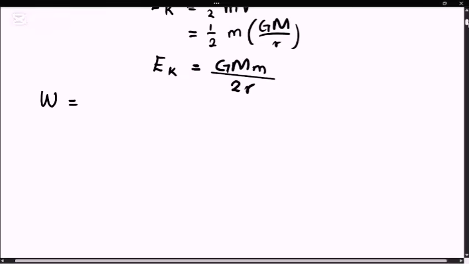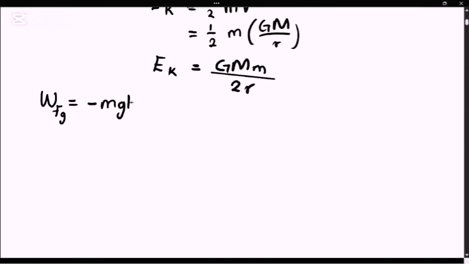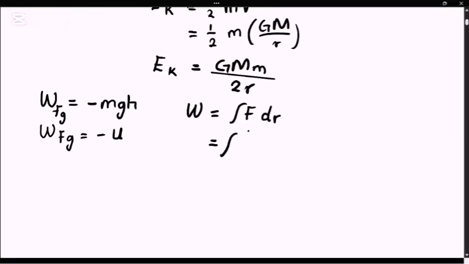From grade 12, remembering that work done by Fg, or work done by your weight, is equal to negative mgh, and mgh is the same as potential energy, which makes work done by Fg equal to negative potential energy. And again, we know that work done by a force is equal to that force multiplied by the displacement multiplied by cos theta, which if we are integrating, gives us work done by a force equal to the integral of the force multiplied by the displacement.